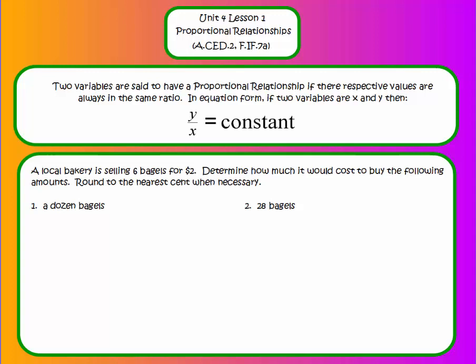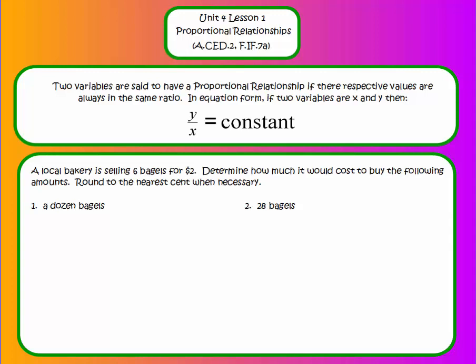So let's take a look at this first example. This is a local baker who's selling 6 bagels for $2. Determine how much it would cost to buy the following amounts and round to the nearest cent when necessary. So let's start off with an easy one here. If we wanted a dozen bagels, remember, a dozen's 12. So you could say 6 bagels for $2, or a dozen bagels, so you're just doubling it, so it would be $4.